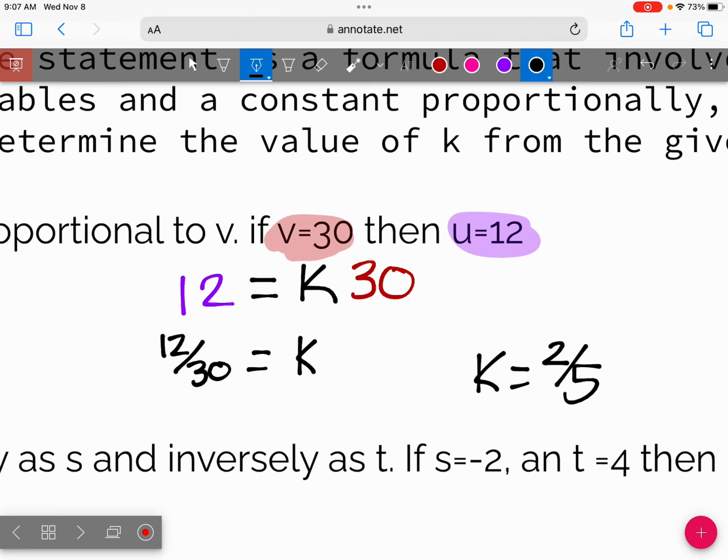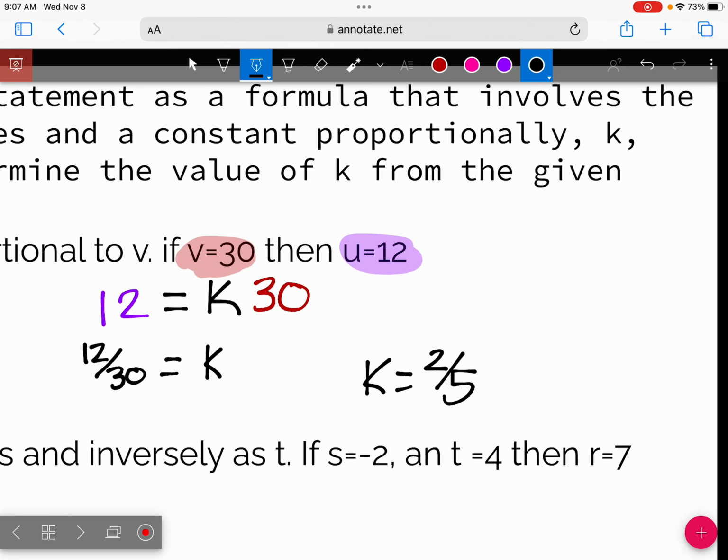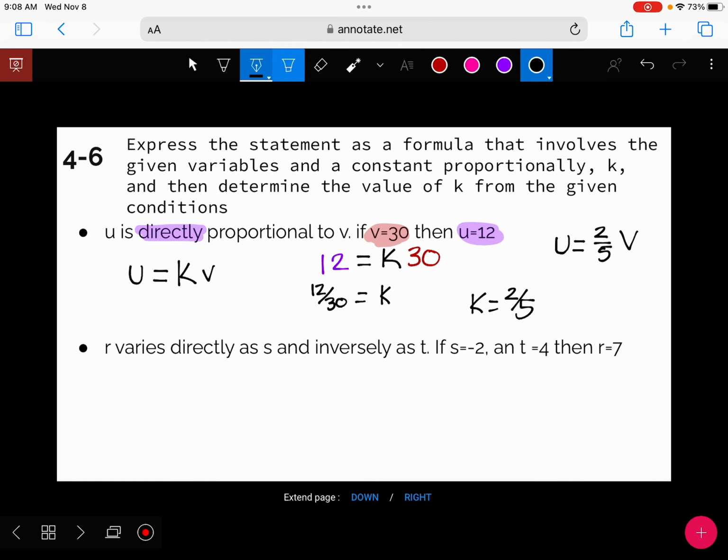I will often write it then as a formula filling in the k that I know, but they don't specifically tell us we need to. But I'm going to write my proportionality equation as u equals 2/5 v. But express the statement as a formula is this piece. Determine the value of k is this piece. Okay?